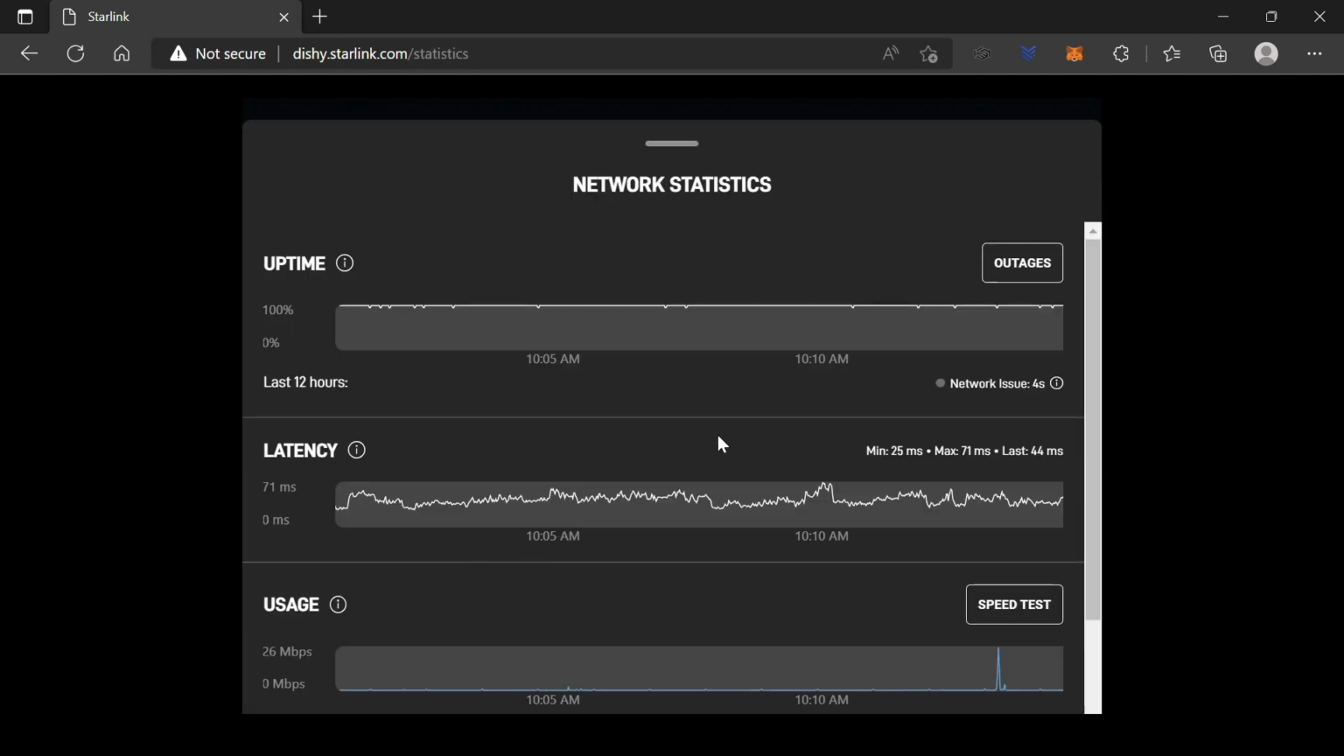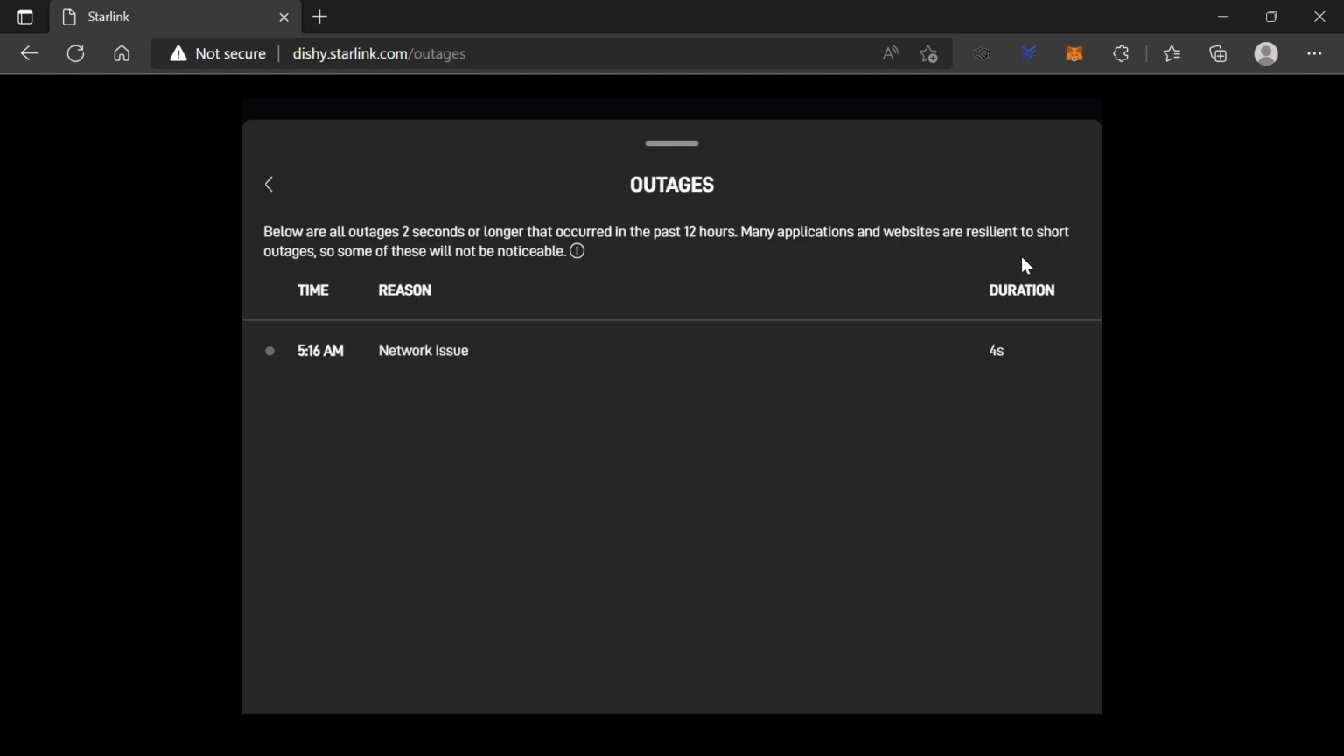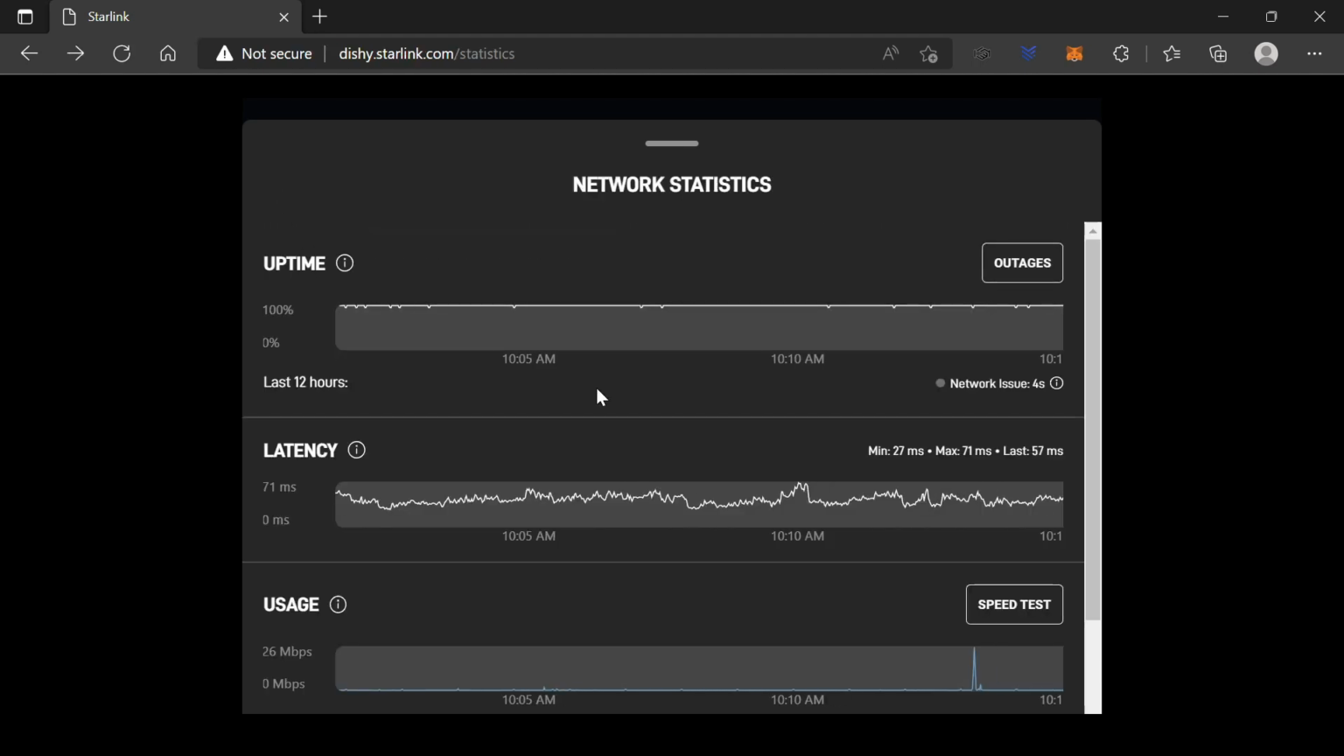Let's go check out the statistics. Network issues, 4 seconds. Let's go see the log. Okay, so it's been running for almost 24 hours since I did this. And I've had one network issue sometime early this morning that lasted for 4 seconds. That's awesome. Compared to that 3 minutes, wow, much better.